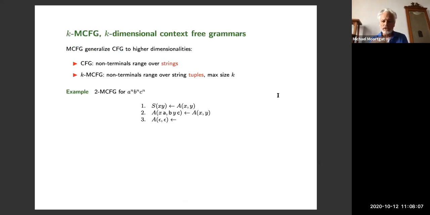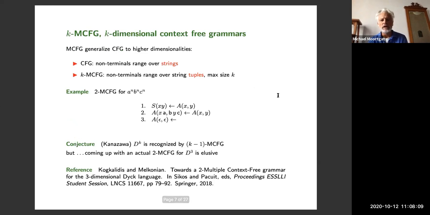Now the conjecture, let me show that. The conjecture, by Makoto Kanazawa in personal conversation, is that the k-dimensional Dyck languages would be recognized by a (k-1)-multiple context-free grammar. Now, what is this idea of multiple context-free grammar? Multiple context-free grammars generalize the familiar context-free grammars to higher dimensionality in the following sense.